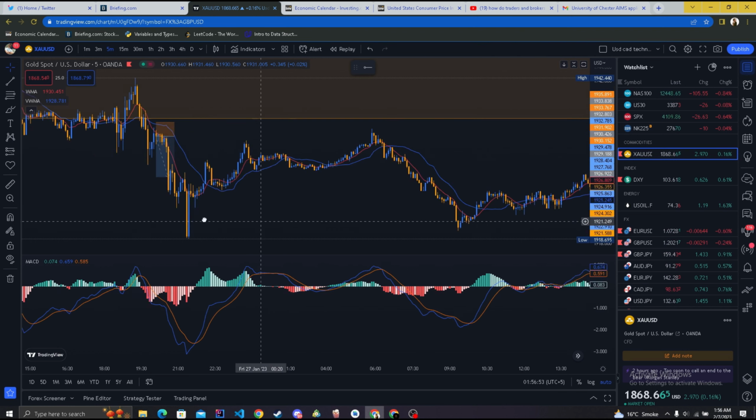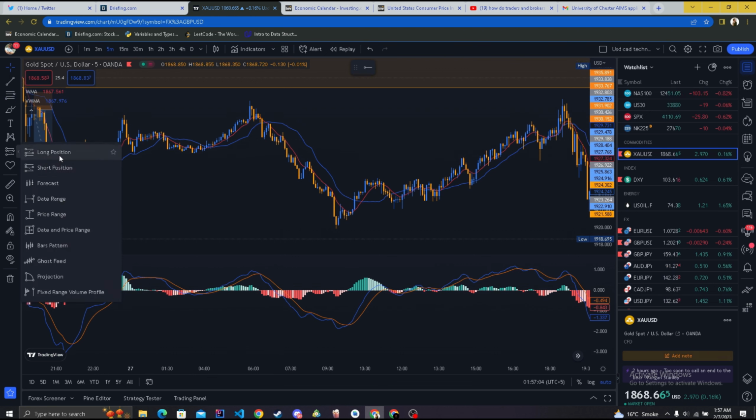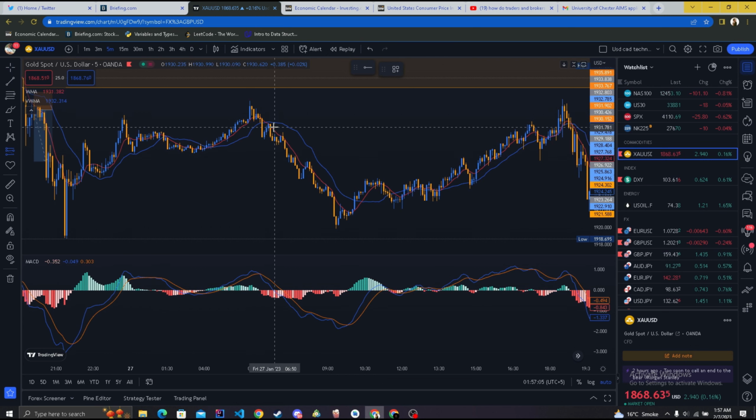Keep your risk reward to 1:2 or 1:3. So, sorry, mind you guys, that was a Fibonacci. Now this is again a short position.